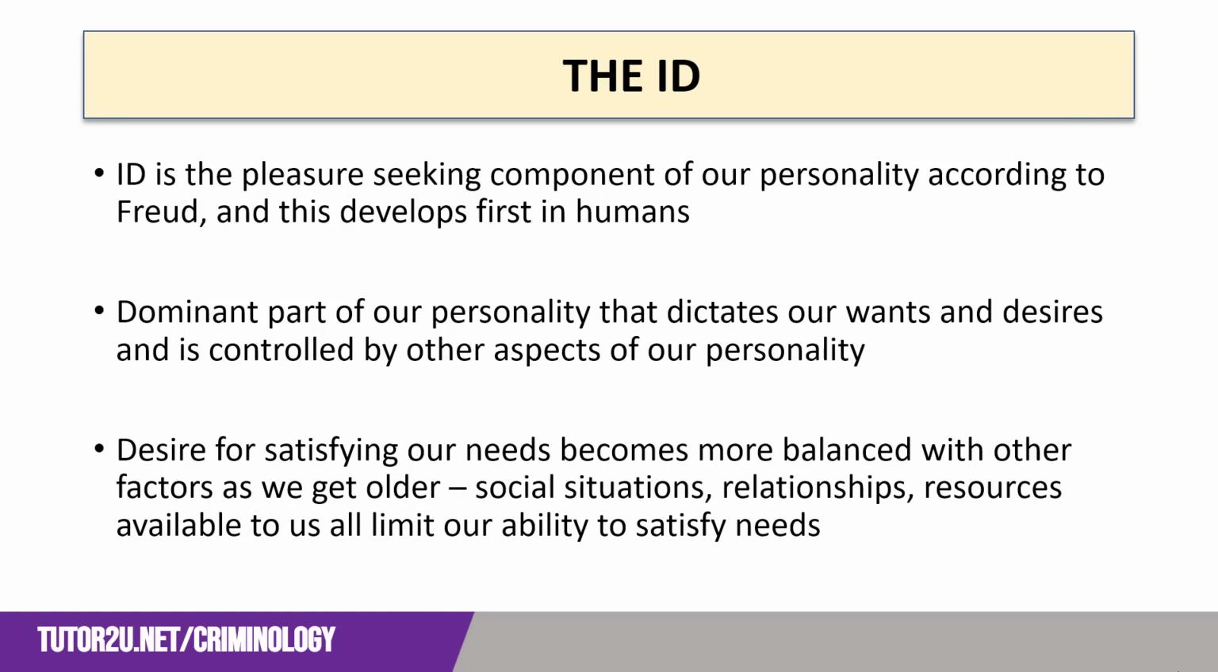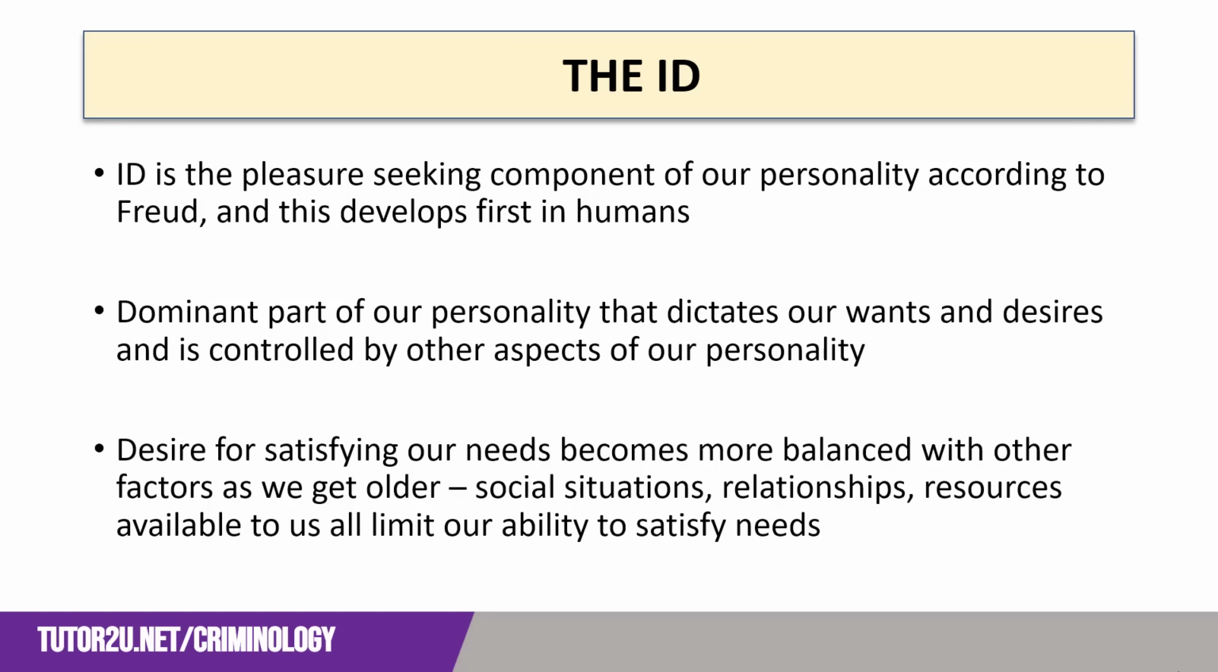The first component, and the earliest to develop according to Freud, is the id, or the pleasure principle. The id is the dominant part of our personality that dictates our wants and desires, and this develops early in life, usually through desiring food, comfort and affection. As we grow older, this becomes more dominant, as it motivates much of our behaviour. The things we want, whether material or emotional, are dictated by our id.